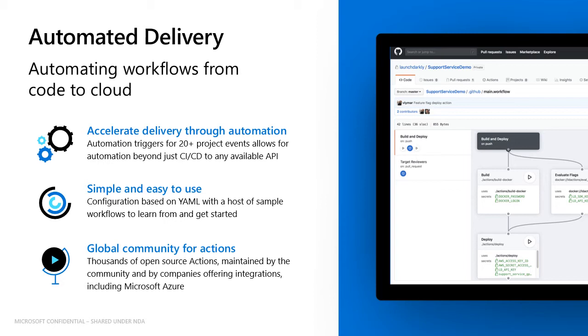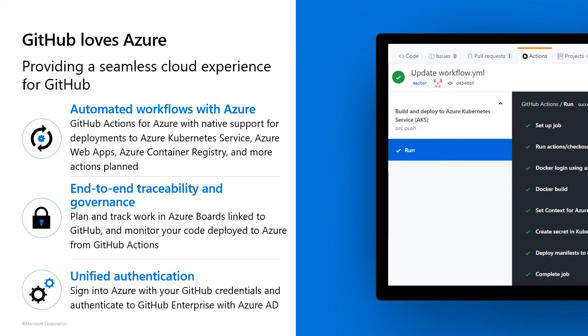Delivery via GitHub, as you can see here, similarly, you can accelerate delivery through automation. You can use the visual tool to map out your automation flow, or you can use scripts, simple and easy to use, using YAML. And again, same thing. You have a community in GitHub that allows you to get community contributed workflows that you can then customize for your own needs.